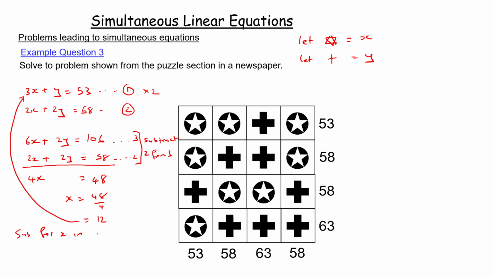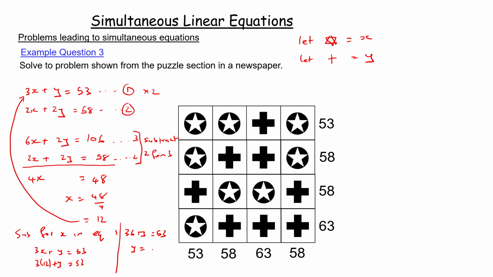Sub for x in equation 1. And so that's going to mean that we got 3x plus y equals 53. And so 3 times 12 plus y equals 53. Let's give ourselves a little bit of room here. So that means 3 times 12, 36 plus y equals 53.